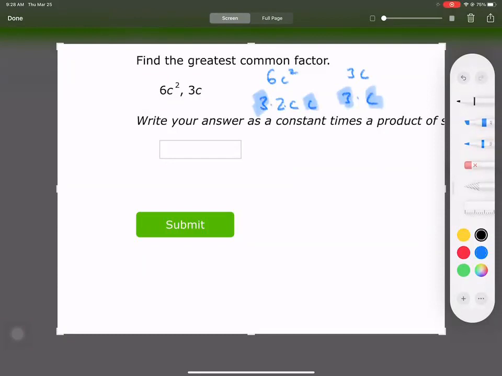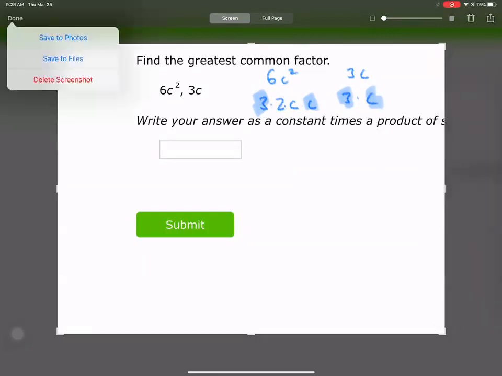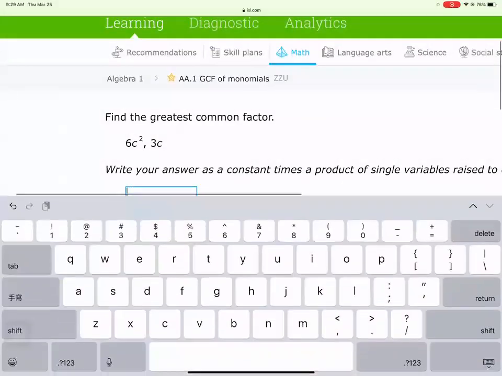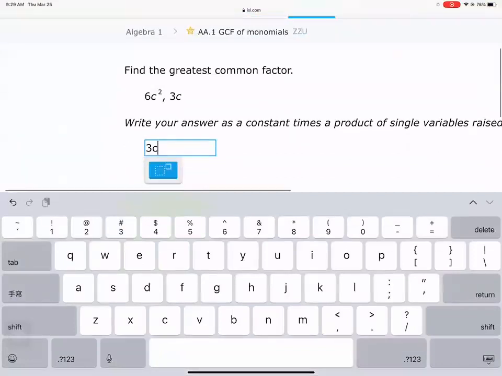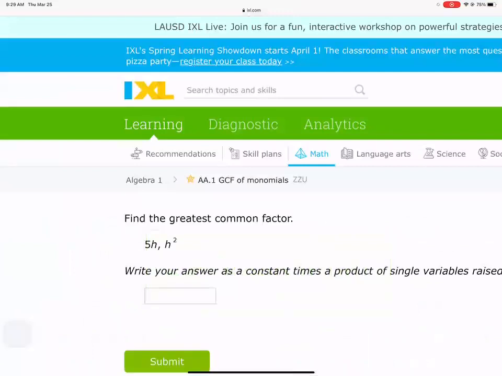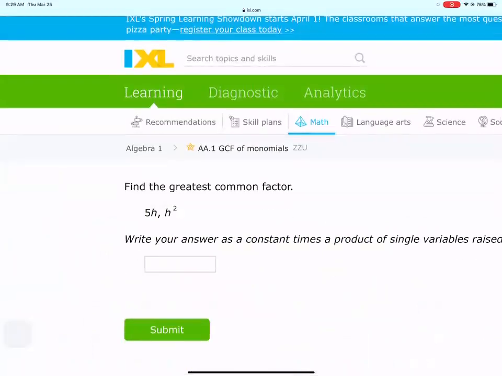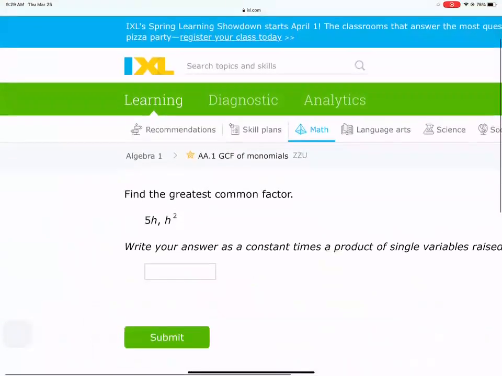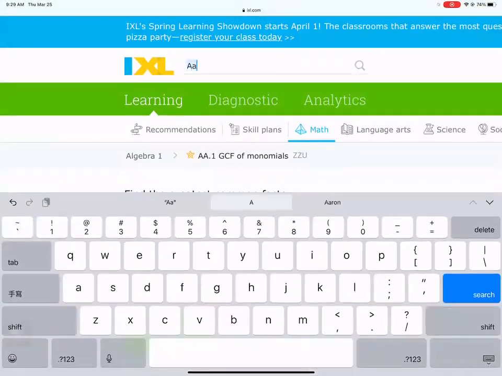So that's what we want to do. This whole activity is just to identify what we have in common. So we have a 3c in common. This activity is just to wrap our brains around it, so that we can identify what's in common. Pretty simple activity. Let's go look at our next activity today.